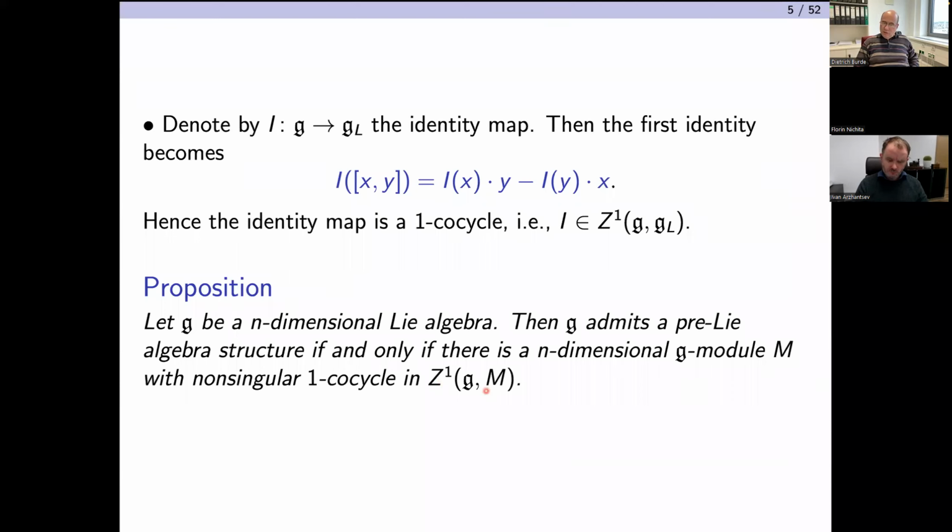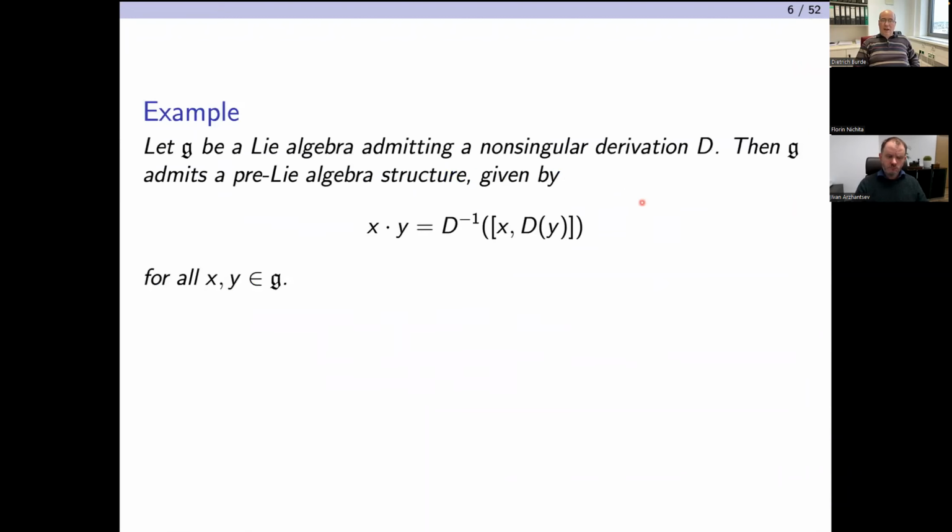Also here, it would be nice to see a good example. Take the adjoint module, the adjoint representation; then this space is just the space of derivations. So in a special case, if I have a non-singular derivation, then I should also have a pre-Lie algebra structure. And indeed, that's exactly how it goes. If you have a Lie algebra which admits a non-singular derivation, then you get a pre-Lie algebra structure by a very explicit formula, namely this one.